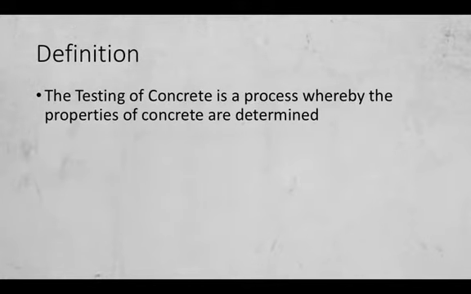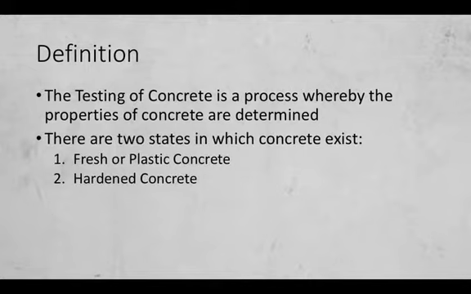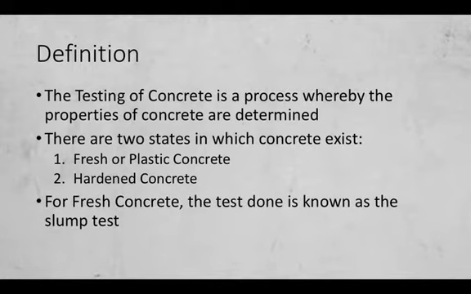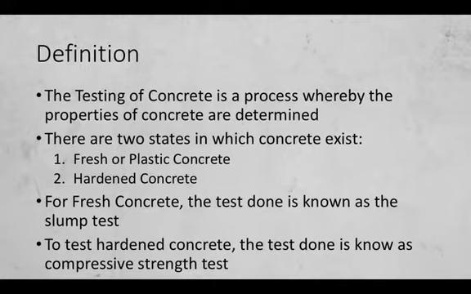So the definition: the testing of concrete is a process whereby the properties of concrete are determined. That just means this is where we test the concrete to see if all the properties such as durability, strength, roughness, and the properties of the aggregates that make up the concrete are determined. There are two states in which concrete exists: fresh or plastic concrete, or hardened concrete. For fresh concrete, we do a test known as the slump test. For hardened concrete, we do a test known as the compressive strength test.